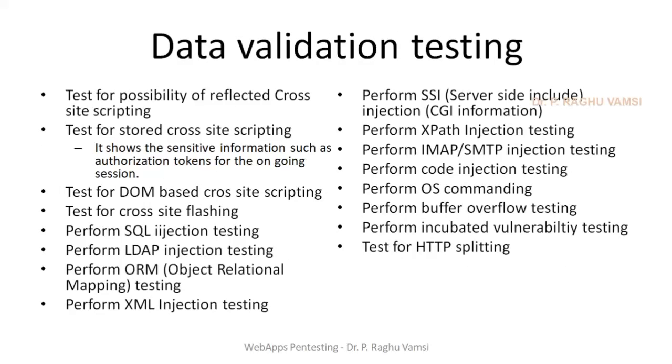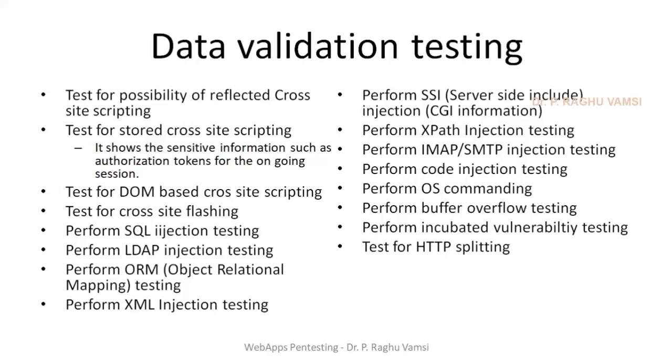Next one is data validation testing. Once the authorization is over, then data validation needs to be done. So test for the possibility of reflected cross-site scripting. Test for stored cross-site scripting. We have seen stored cross-site scripting. That means we may store some script in the forms. If the form validation is not correct, that script may be executed at the server end or database end. This stored cross-site scripting will show sensitive information such as authorization tokens for ongoing sessions and all.